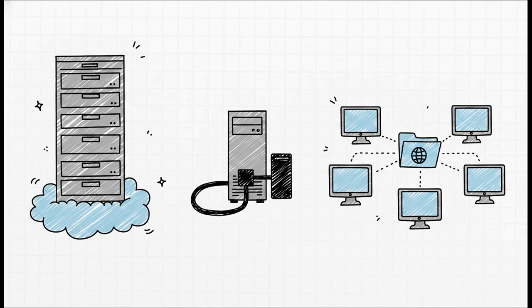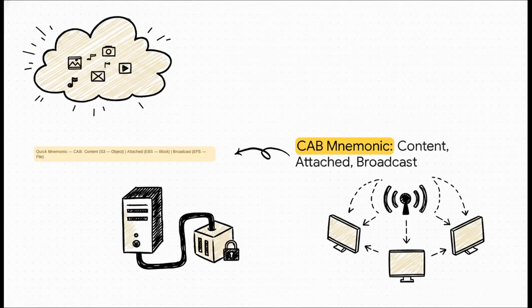This is literally like a physical hard drive plugged into one single virtual server, perfect for operating systems. And lastly, file storage, like EFS and FSX. This is exactly like a shared office network drive that multiple workers can access all at once. Now, to easily remember these for your exam, just think of the CAB mnemonic.